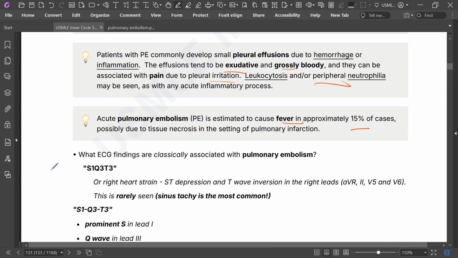Okay, ECG finding: S1 in lead 1, Q3 and T3. Q wave present in lead 3, and T wave inversion in lead 3.